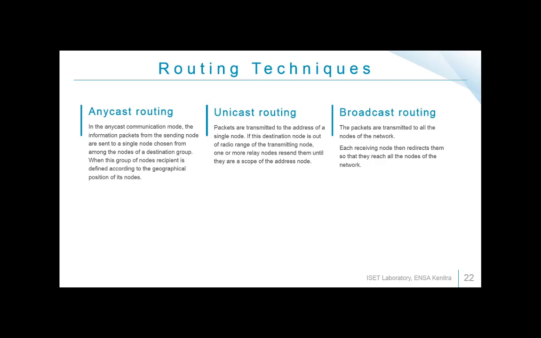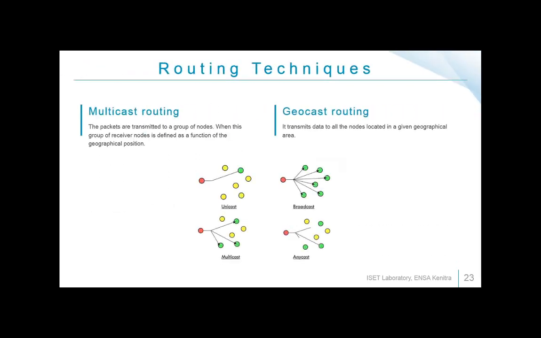Broadcast routing: the packets are transmitted to all the nodes of the network. Each receiving node then redirects them so that they reach all the nodes of the network. And multicast routing: the packets are transmitted to a group of nodes. When this group of receiver nodes is defined as a function of geographical position, it's called geocast routing. It transmits data to all the nodes located in a given geographical area.